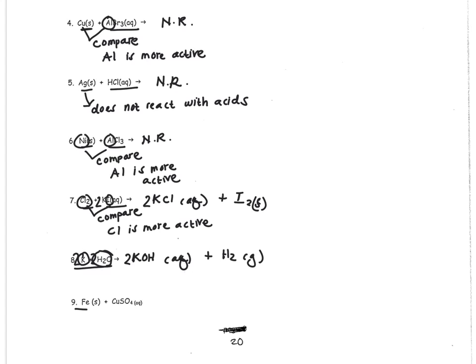And in our last chemical equation on this page, we have iron reacting with copper 2 sulfate. So we're going to compare iron and copper. And we can see that on the metal activity series, iron is more active. So it's going to displace the copper to form iron 2 sulfate, which we know is soluble in water, and copper will be left by itself. And this is already balanced.